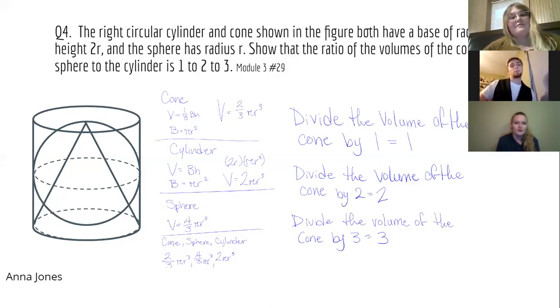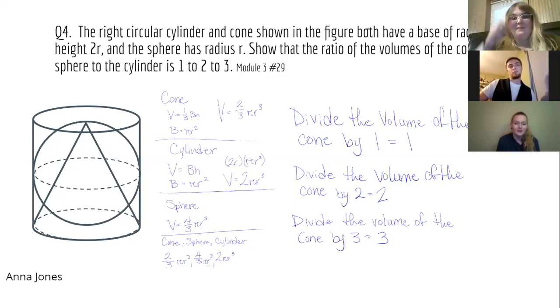So first we've got to start finding our volumes. So we're going to start with the cone. We can see here that the formula for the volume of the cone is V equals 1 over 3 B times H, where B is the base and H is the height.